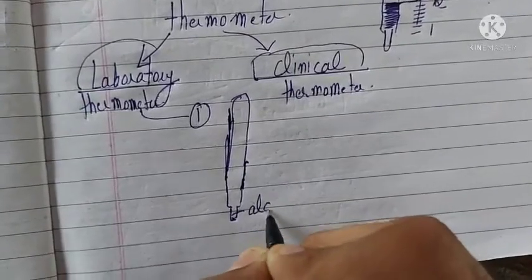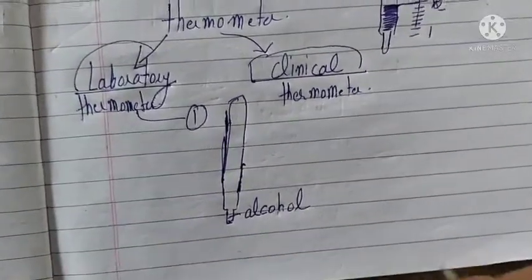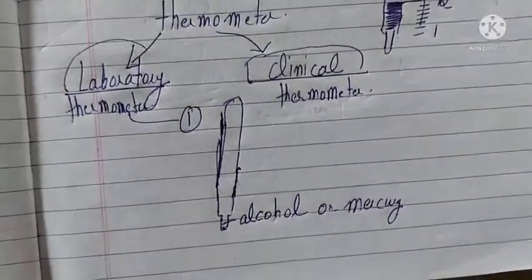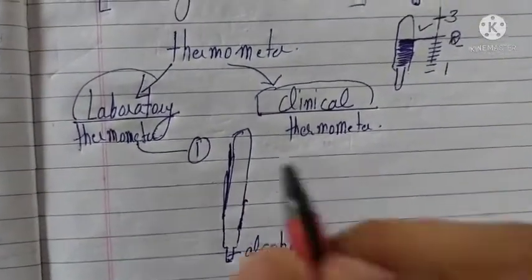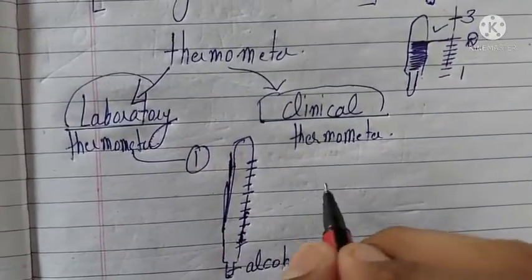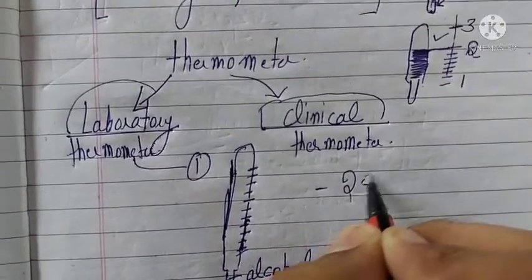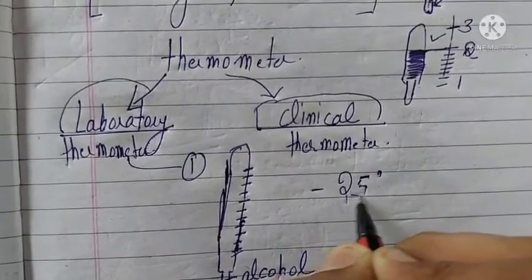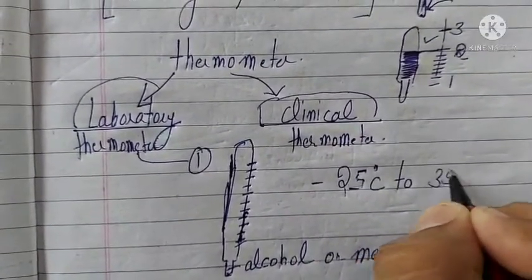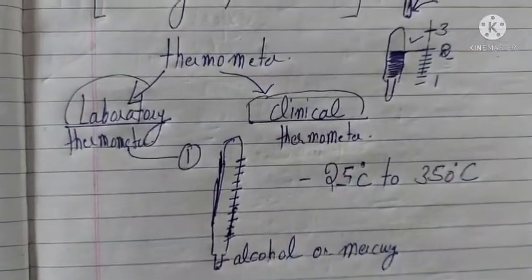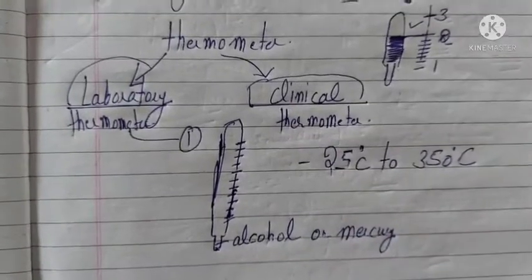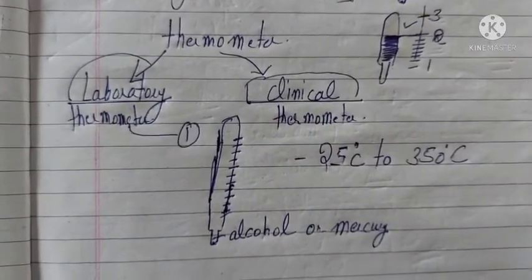Either alcohol is filled in its bulb or mercury is filled in this bulb. We are discussing the concept of it, and the range of this laboratory thermometer is from -25 degrees Celsius to 350 degrees Celsius. It has a large range to measure the temperature.